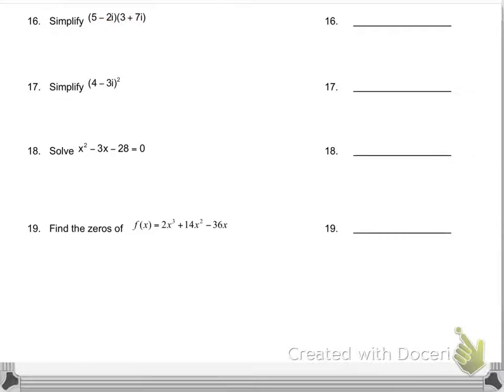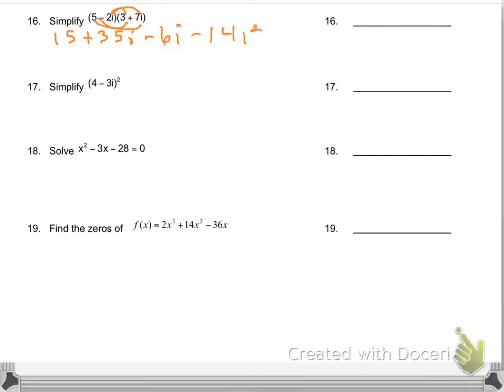Okay, 5 times 3 is 15. 5 times 7i is positive 35i. Negative 2i times 3 is negative 6i. And then negative 2i times 7i is negative 14i squared. Okay, it's not letting me write squared there.